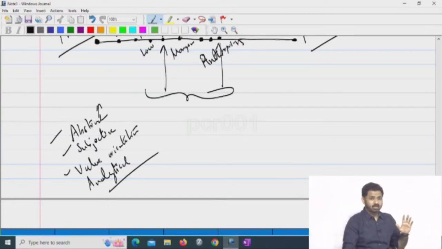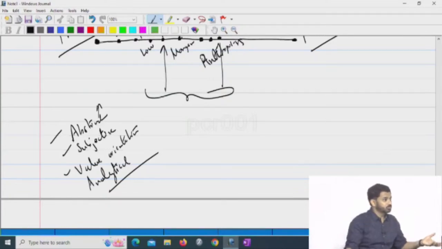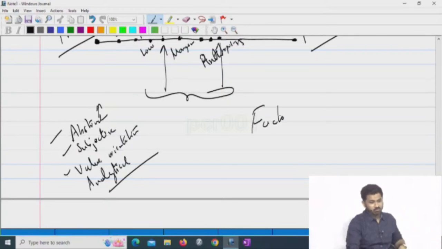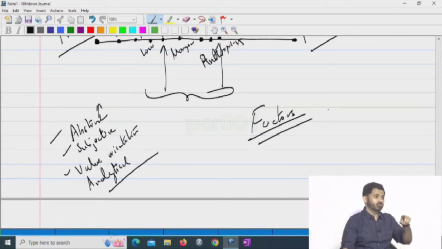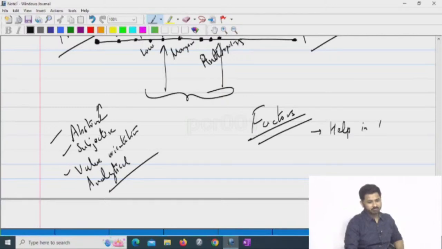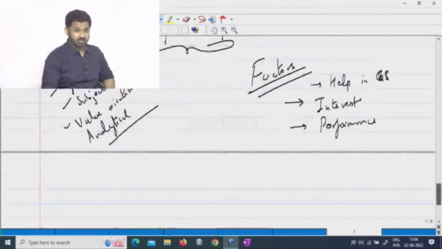What factors will be there? There are certain factors which are internal to you. There are certain factors external to you. I will just mention the factors. You tell me which is the most important factor on the basis of which you should decide your option. First of all, is help in GS. I'm not writing in order, okay? You will tell me the order. I'm just writing it in random manner. Second may be interest. Third may be performance. How it is performing in UPSC mains result.